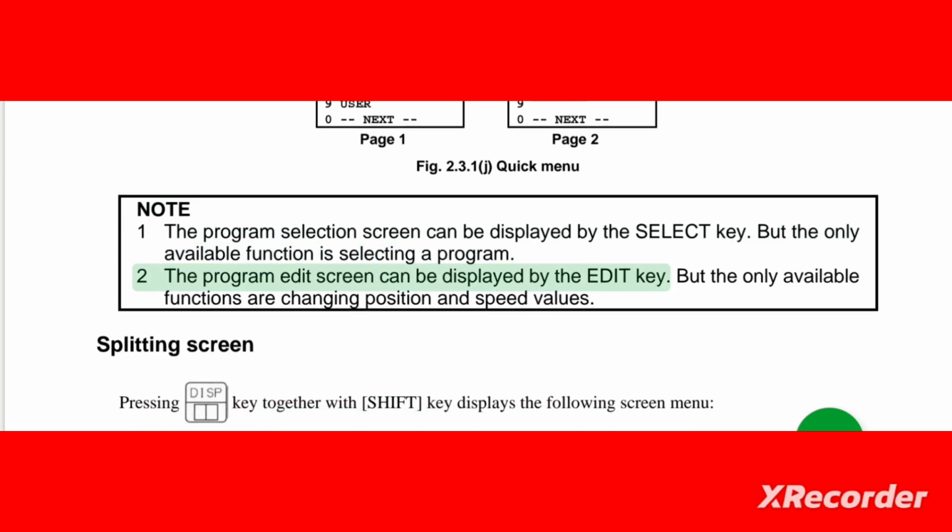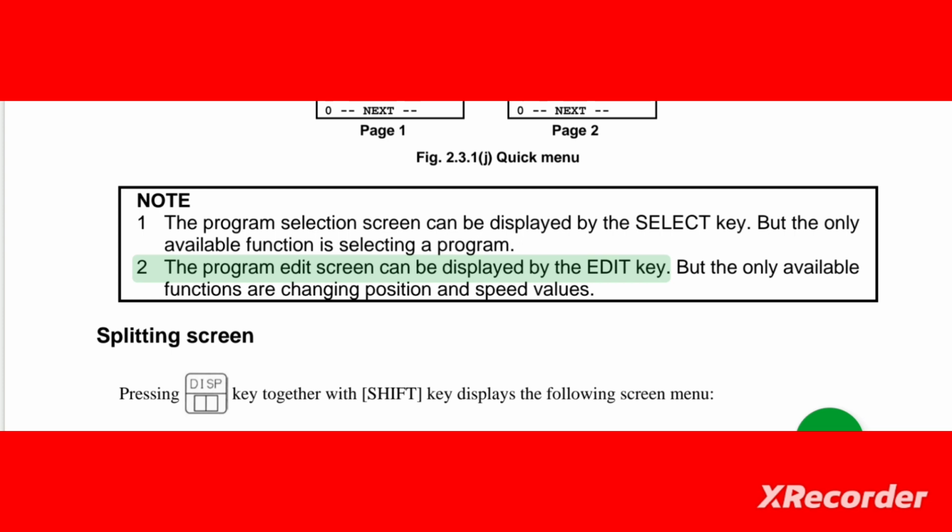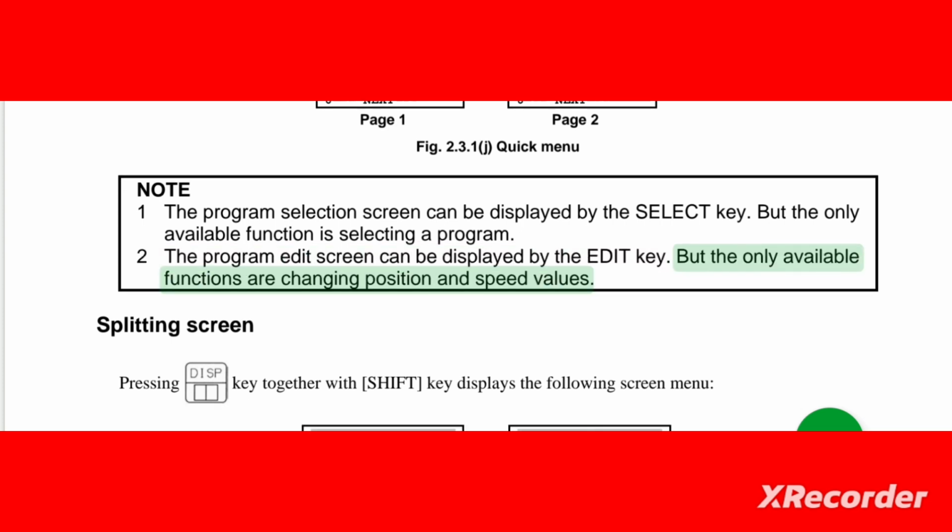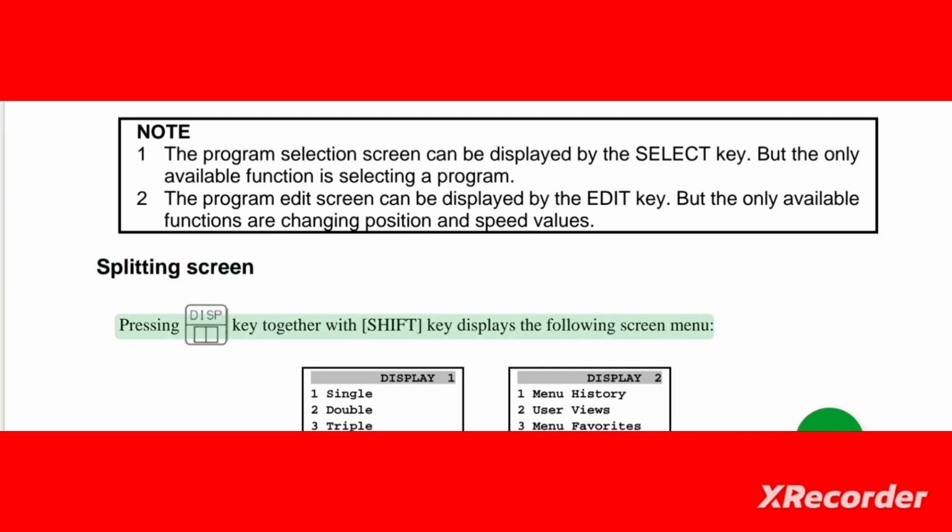Note: 1. The program selection screen can be displayed by the select key, but the only available function is selecting a program. 2. The program edit screen can be displayed by the edit key, but the only available functions are changing position and speed values. Splitting screen.